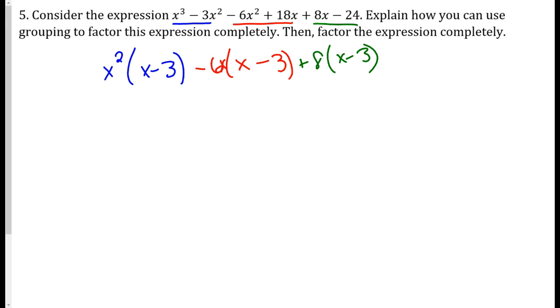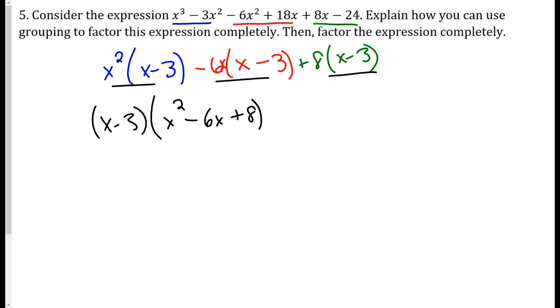So looking at this expression, every term has a factor of x minus 3. So I'm going to factor that out, and I'm left with x squared minus 6x plus 8. But I want to factor this completely. So the linear term's clearly factored completely. Can I factor this quadratic term anymore? Well, the leading coefficient's 1, so what multiplies to 8 that adds to negative 6? Well, that's negative 2 and negative 4.